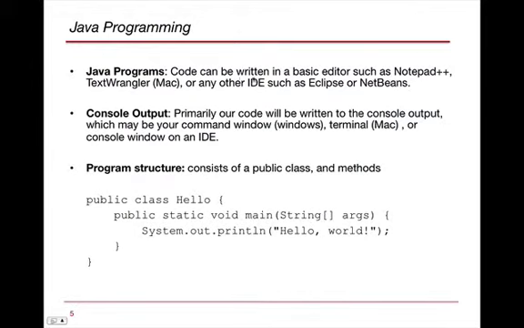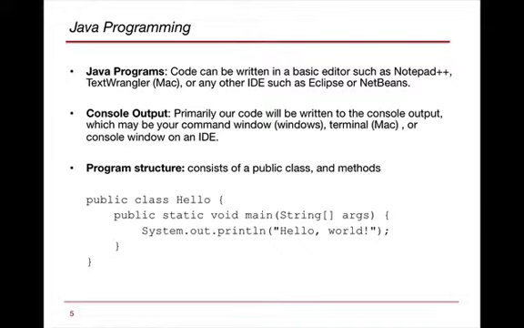So Java programs are code that can be written in a basic editor such as Notepad++, TextWrangler, or any other IDE. And for this course, you can use whatever you like. Most of the examples that you'll see, if you see me working on the screen, will be on a Mac. I won't be using multiple versions, say doing it in Windows and doing it in Linux. I will be using a Mac, but you should have no problem going from one to the other. Anyone who does have a problem, you should be able to send me a note through Blackboard, and I'll be able to help you with that.